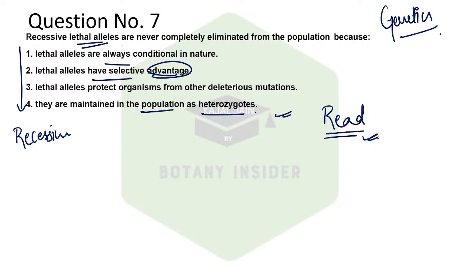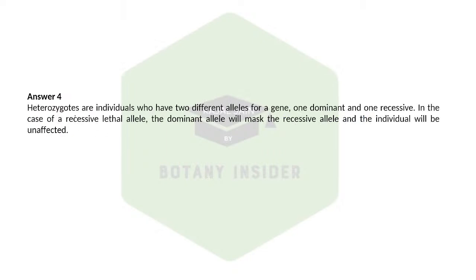First one, it is saying that they are always conditional. Remember, whenever you get such a statement where it's very much like absolute information given, 99.9% of the time it's incorrect. Then the lethal alleles have selective advantage. Can the lethal alleles have advantage? I don't think so. Incorrect. Then lethal alleles protect the organism from other deleterious mutations. Obviously not. How can they protect from other deleterious mutations? Answer is option number 4.